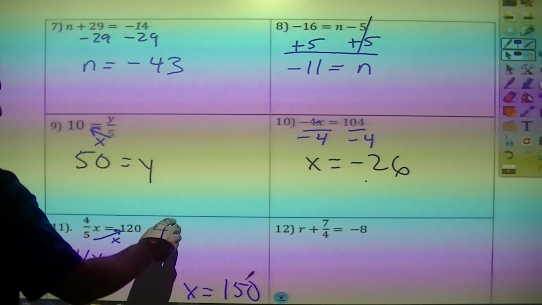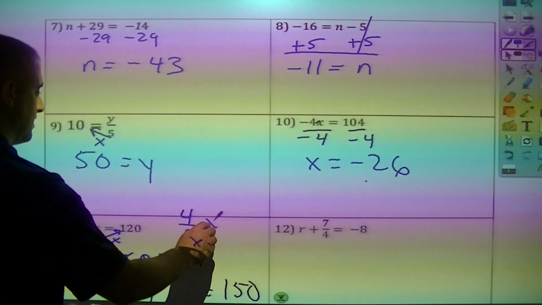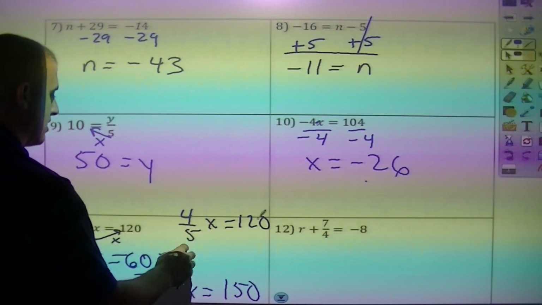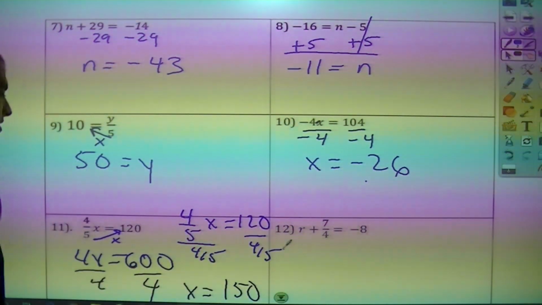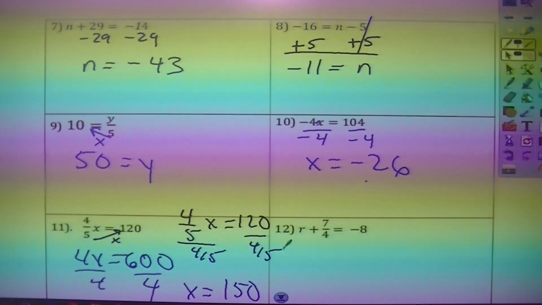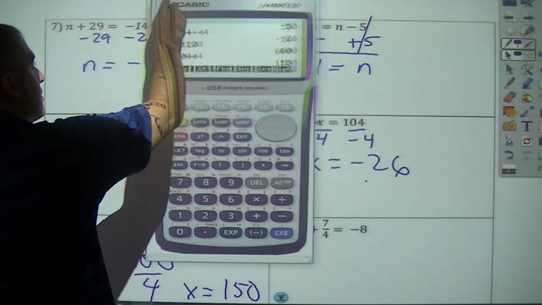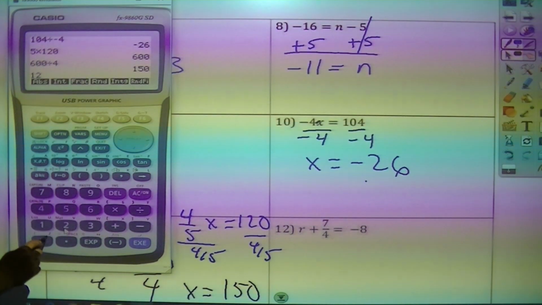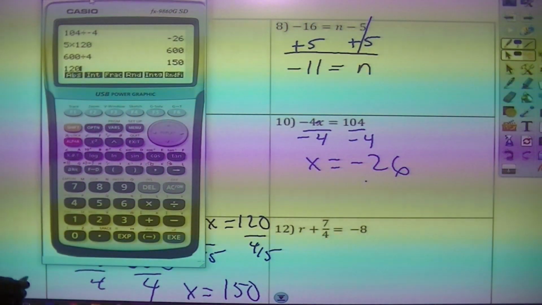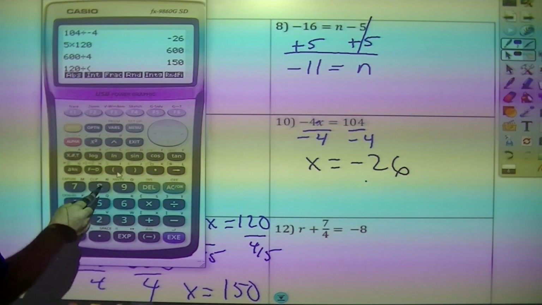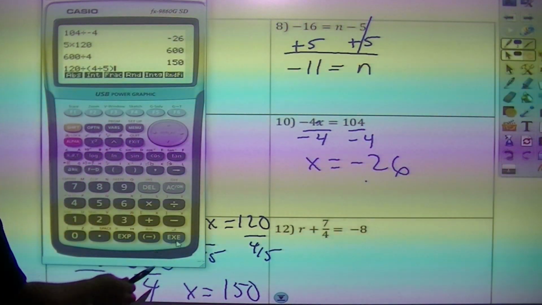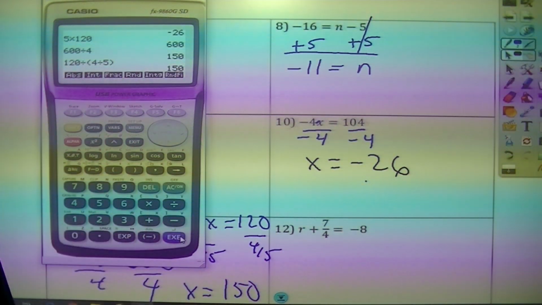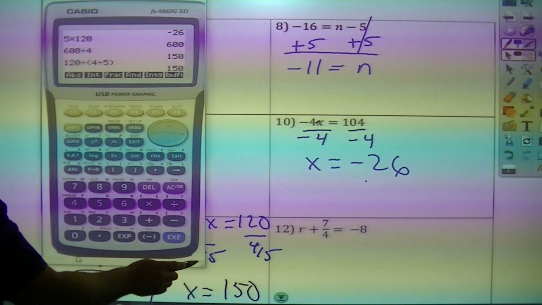Some other people might like to, since this is attached through multiplication, divide each side by 4/5. And what you have to ask yourself is, how am I most accurate? Because what you're going to have to do there is 120 divided by parentheses 4/5. Remember, anytime we have a fraction, we have to put that there. And that's also going to get you 150.